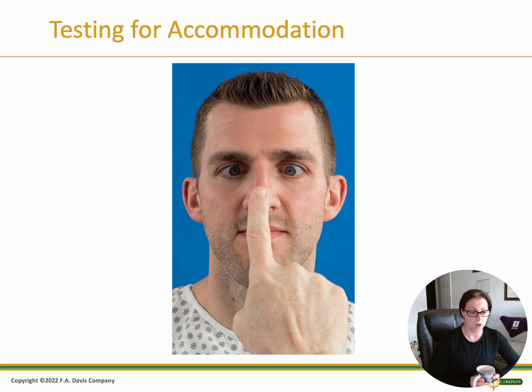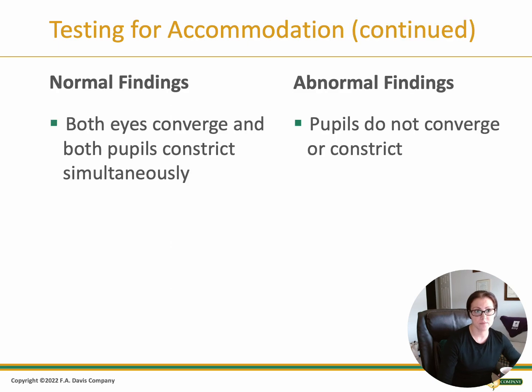And so that's an example of what that test looks like. And again, the muscles should converge. Each eye should really match up to what the other eye is doing. And the pupils should constrict as the object gets closer. As it gets away, the pupils slightly dilate. And these are normal and abnormal findings.